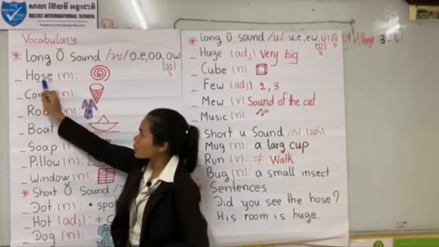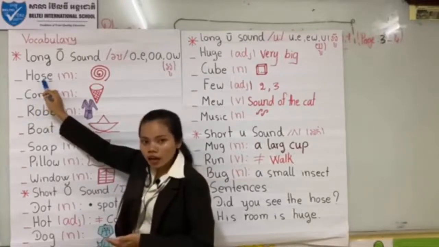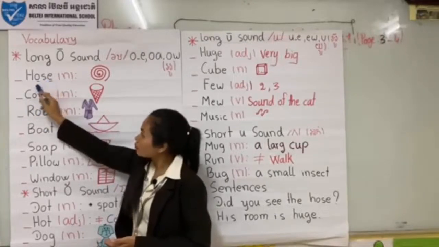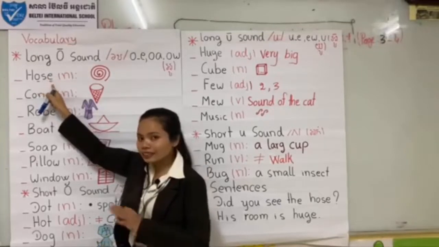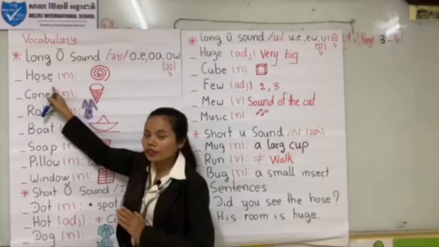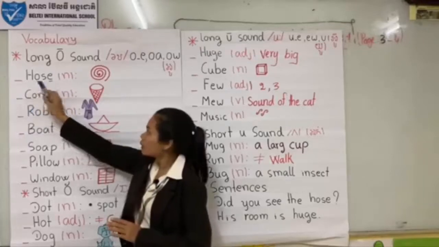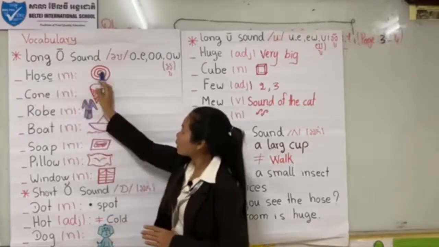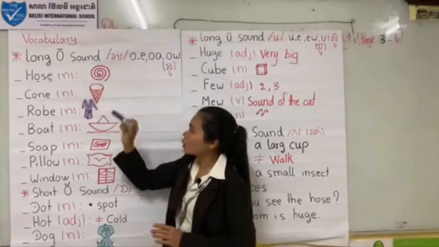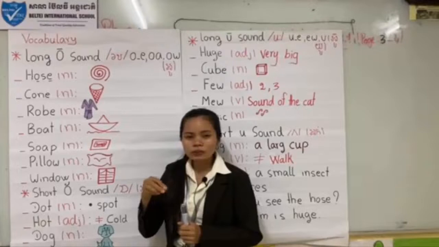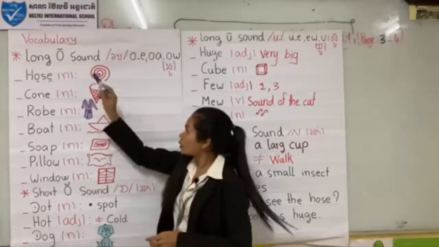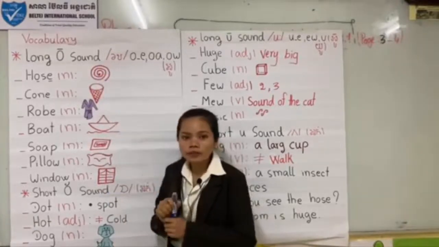O silent E, hose. So the E here doesn't have sound, only the O sound, okay? So hose. Here you see the hose. It's the thing that you use to spray the water. We call it hose.